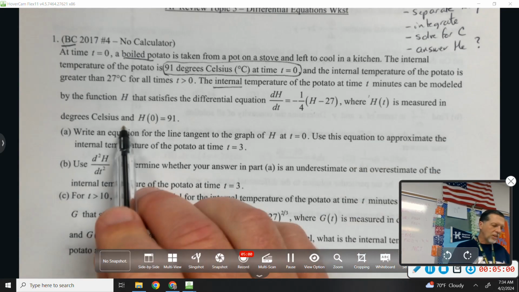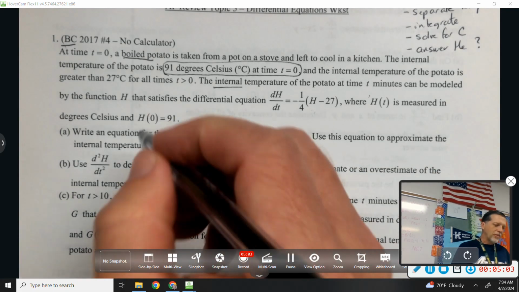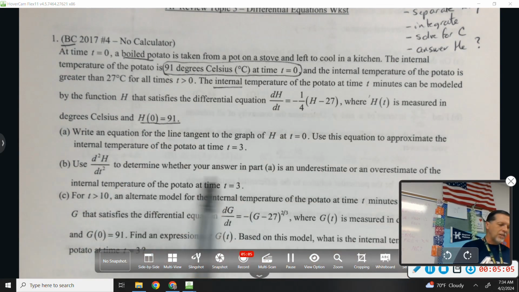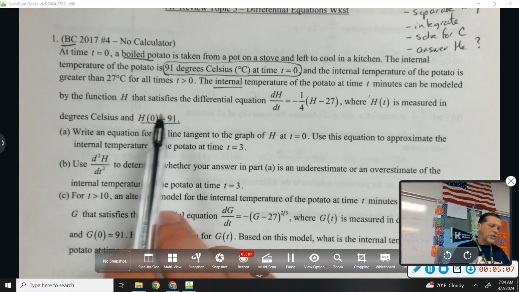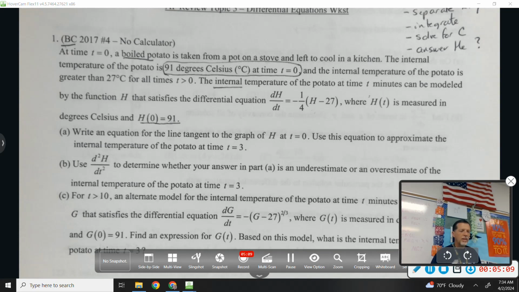H is measured in Celsius, and here they even spell it out for you. H of 0 is 91. You're like, well, yes, I got that already, but they wanted to make sure you didn't miss that. Okay, so do you understand the setup here? We pull it out of the oven. It's at 91 degrees Celsius.